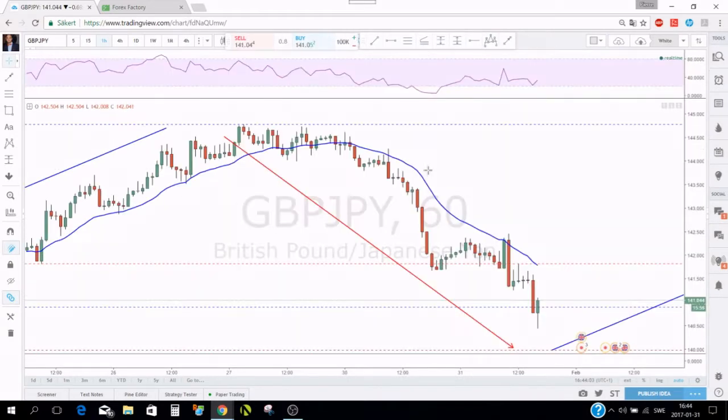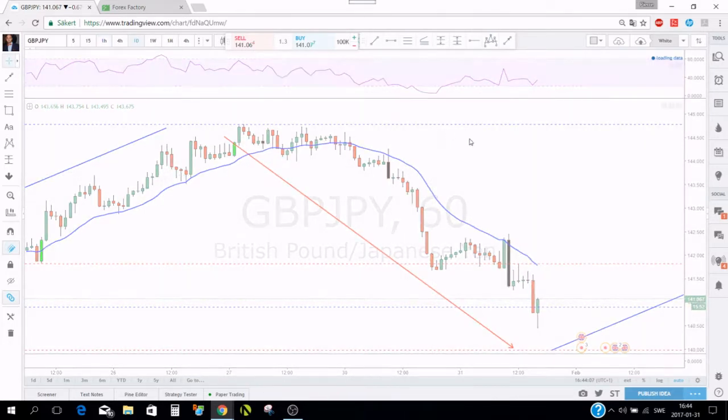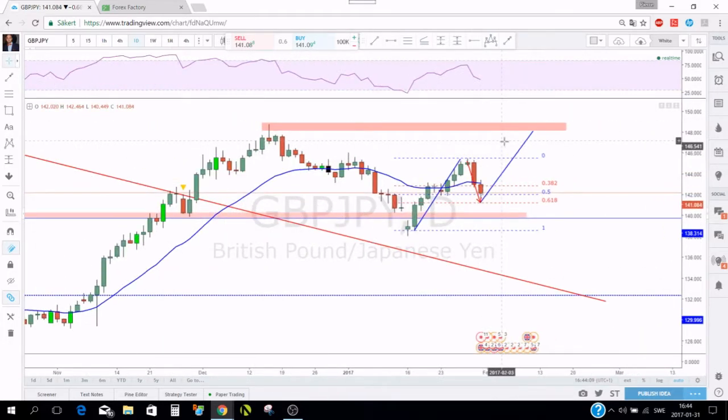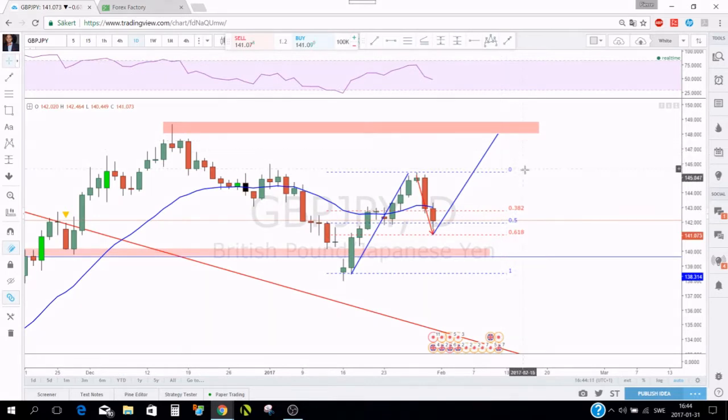Any of you guys have open trades right at the moment on any pairs? Oh my god, this one looking good. This one is looking very good.